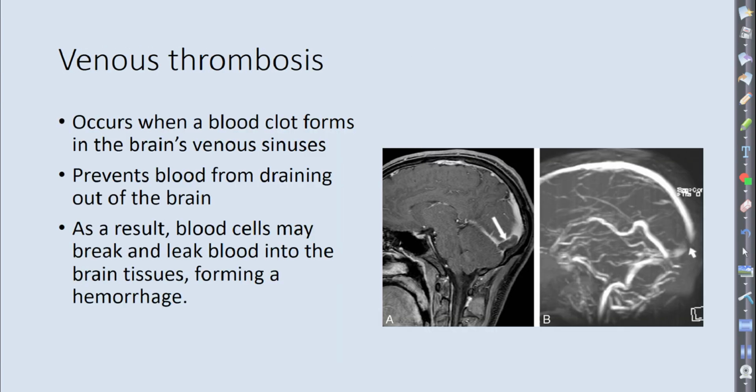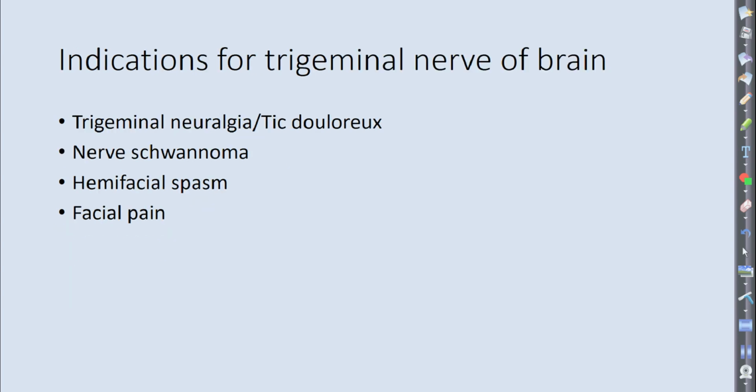Some pathology associated with MRVs: venous thrombosis. Like Tyler said, that's a blood clot that forms in the brain's venous sinus. Sometimes this prevents blood from draining out of the brain. As a result, blood cells now break and leak blood into the brain tissues, forming a hemorrhage. So here you can see that clot preventing any of the drainage of that sinus.